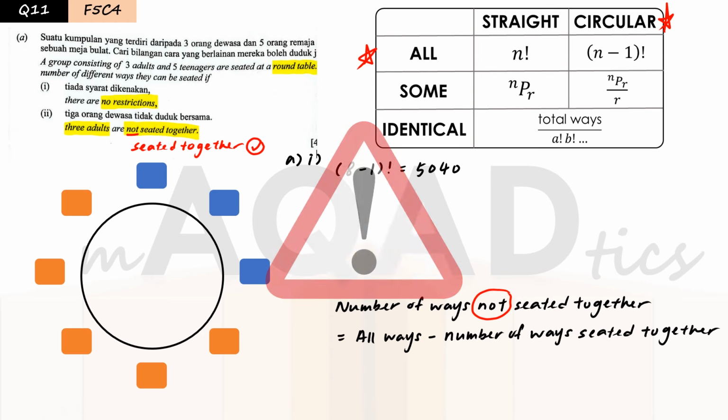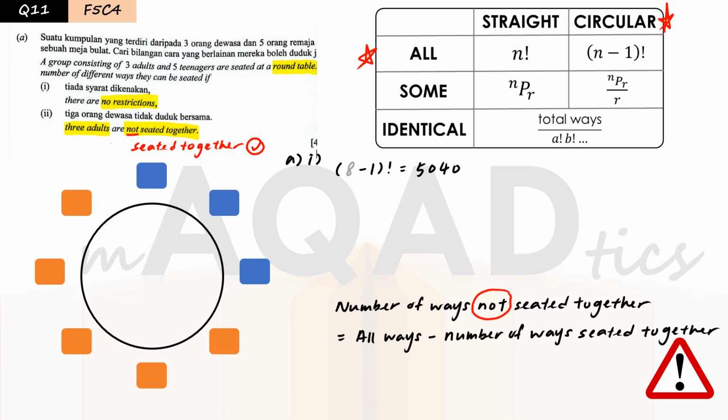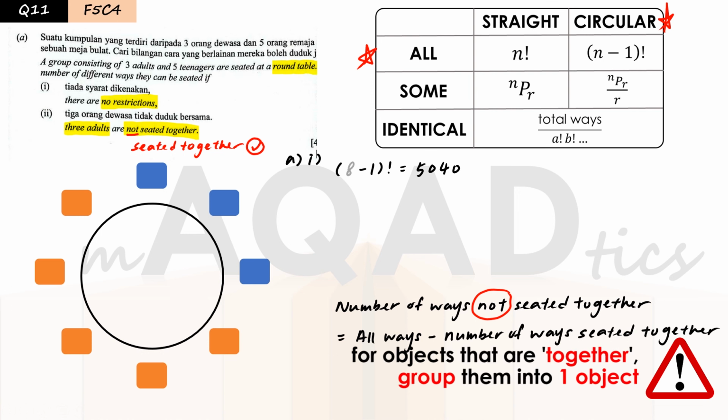The technique is, if we want to find the number of ways they are seated together, the people that are seated together, we need to group them into one person. Meaning, for these 3 adults here, I am going to group them and we imagine them as just one person, from 3 adults combined into one person.